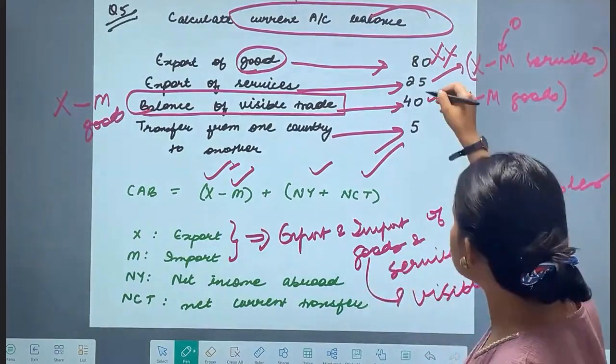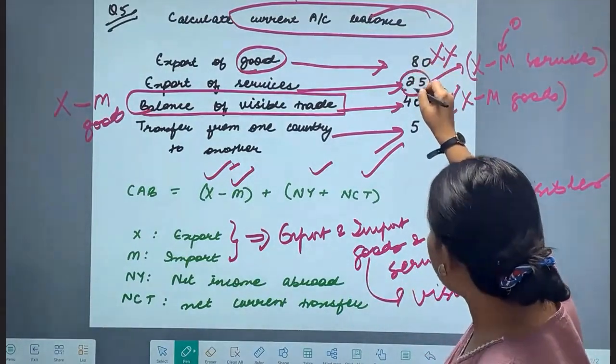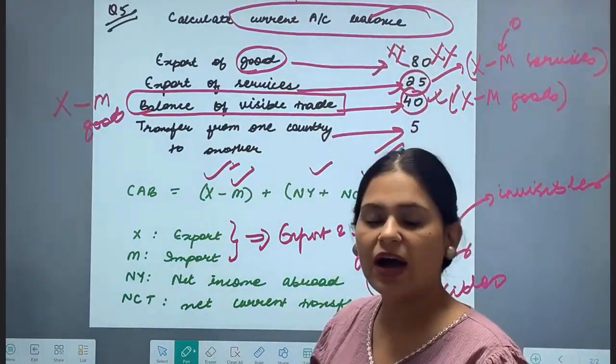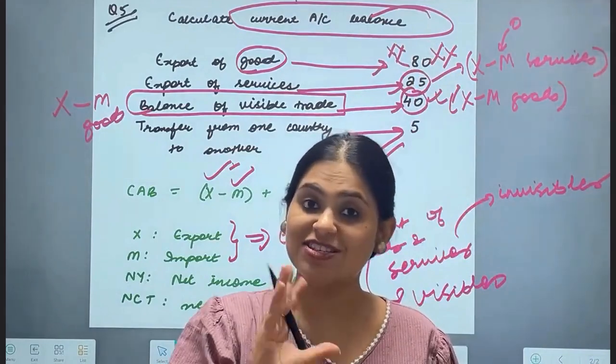So I have to consider this value and this. I will not consider this value. Am I clear with it? This is the tricky part.